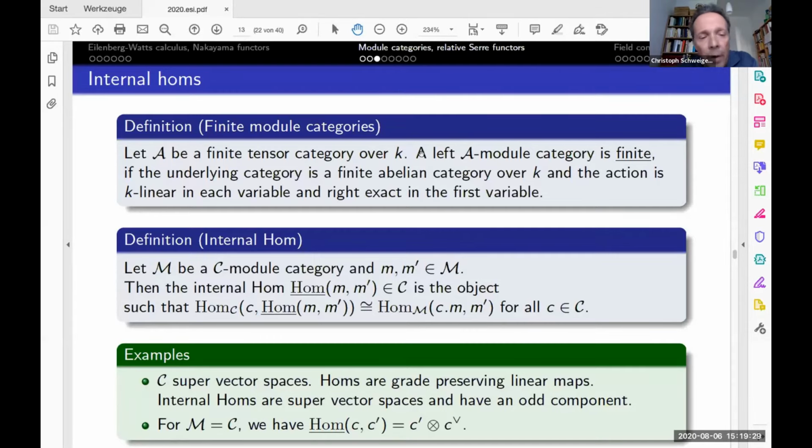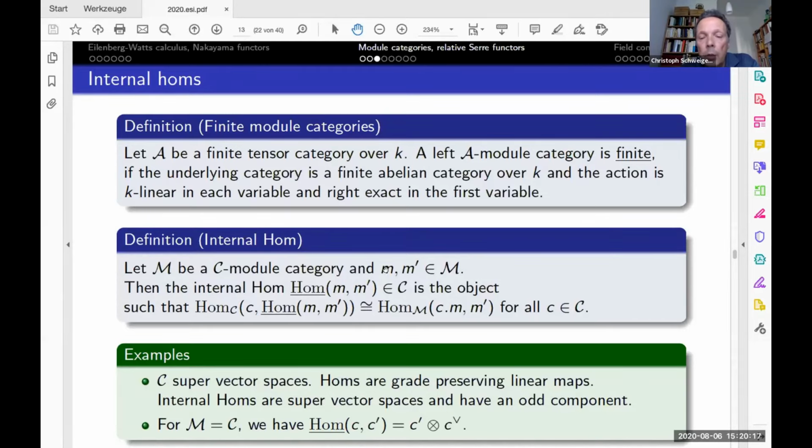Now, a very important notion we need from category theory to understand these bulk fields is the notion of an internal Hom. So if M is a module category, then the internal Hom is an object in the monoidal category. And it is defined by saying that the Homs from any C into the internal Hom is given by this space of Homs in the module category. So this is a way to obtain objects in the monoidal category, and in fact, much more than objects.